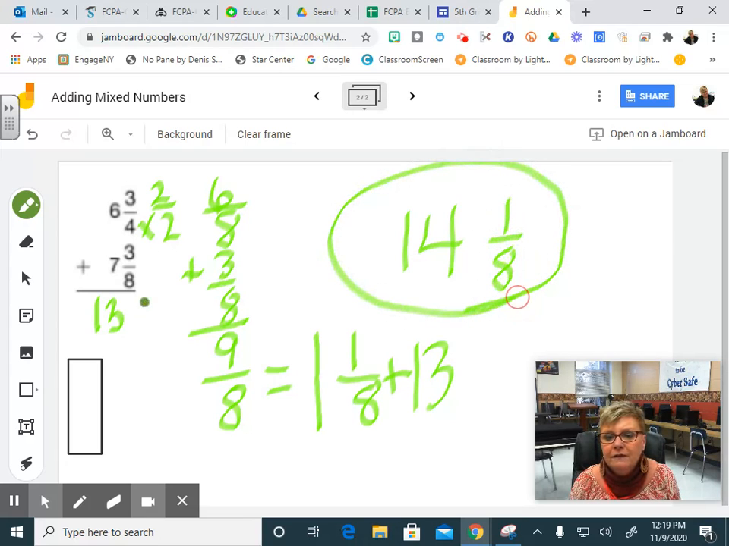So when you're doing mixed numbers, you can just do the fractions and then go back and get your whole numbers in the end. But make sure you go back and look for a reasonable answer. We've got a little over 6 plus a little over 7. 6 plus 7 is 13. So we know our answer's got to be more than 13, but in that ballpark region. So yeah, 14 and 1/8, that's in the ballpark. So that's a good solid answer.